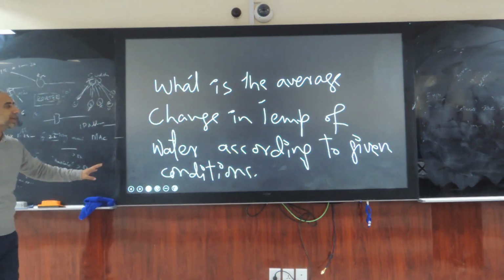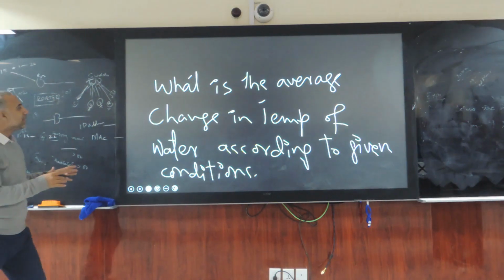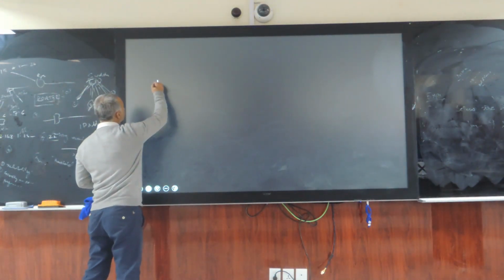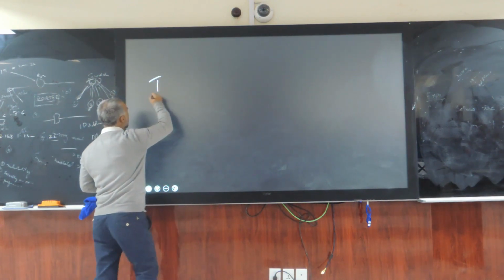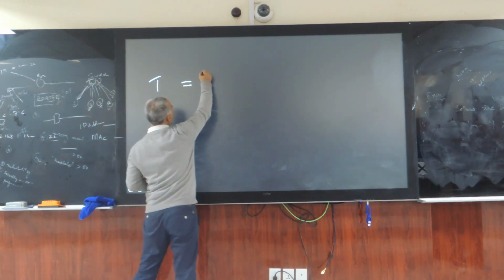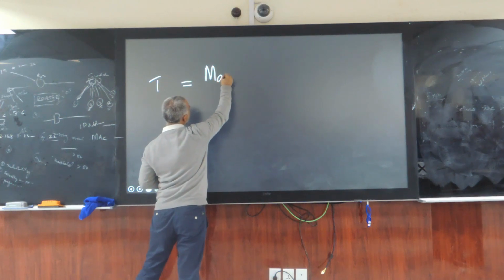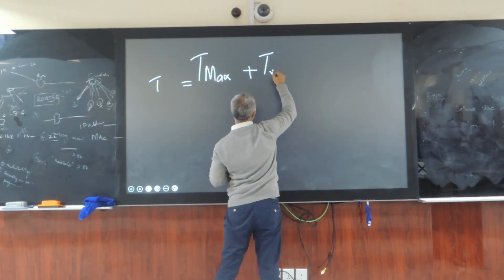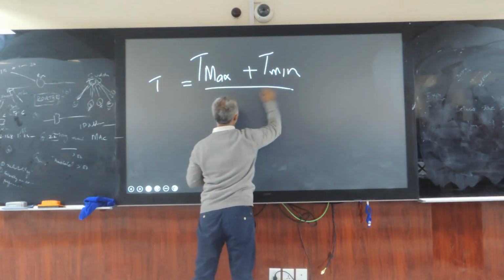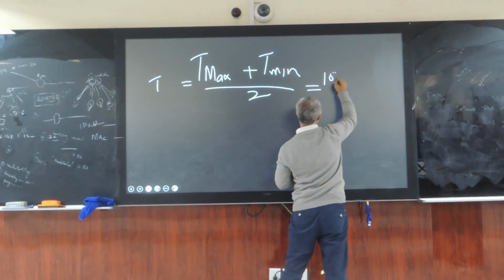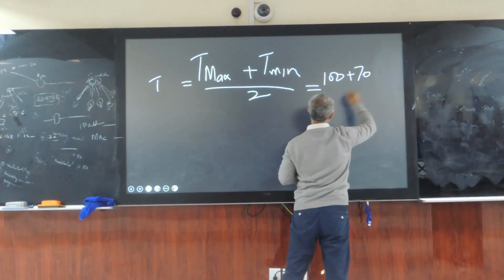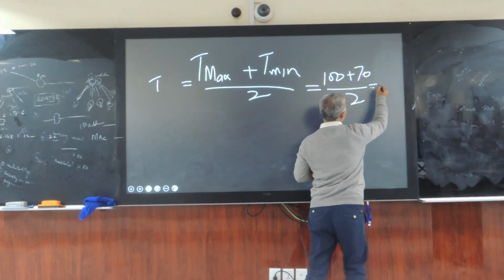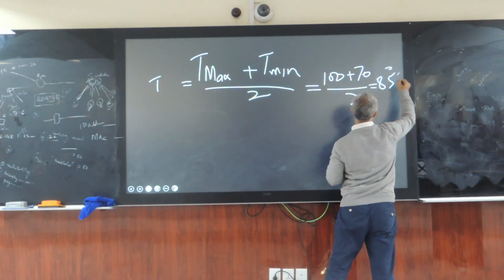First one is the ordinary way to determine the average change. The ordinary way to determine the average change is maximum temperature plus minimum temperature divided by 2, that's 100 plus 70, the temperature at the top of the water, divided by 2, that is 85 degrees centigrade.